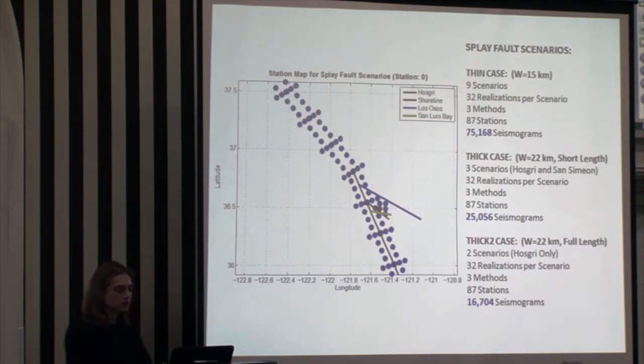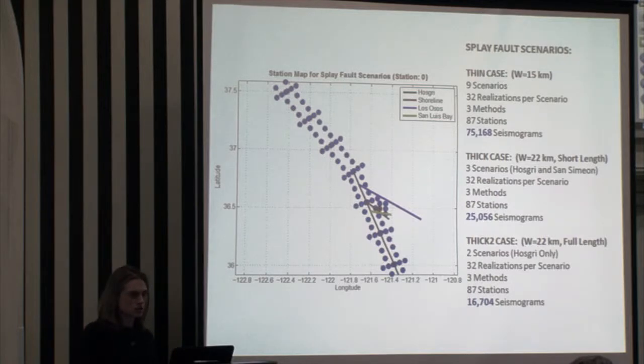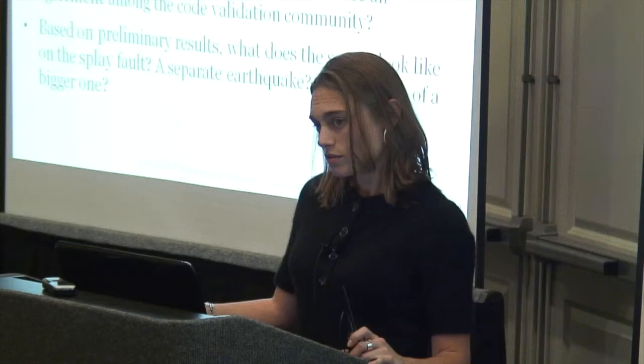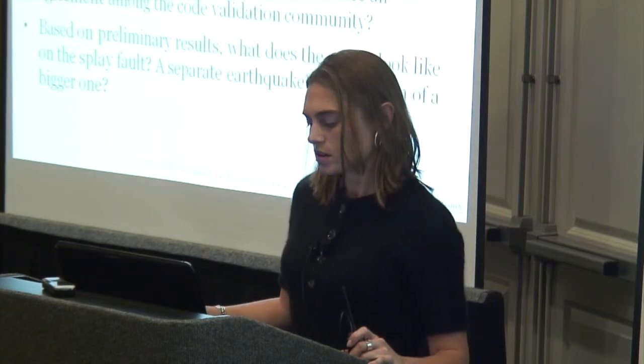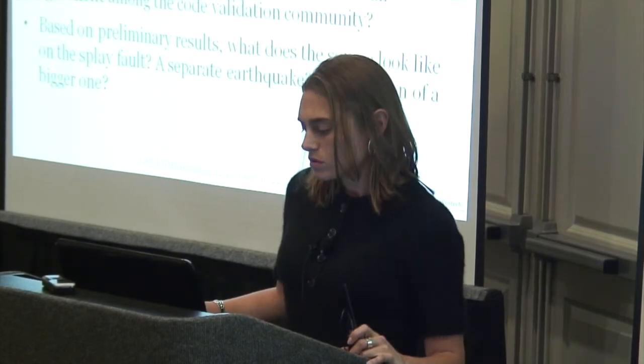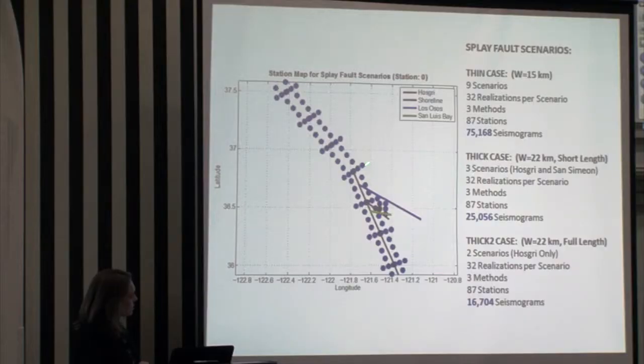Okay, this is a map to show the simulations that were run. The black line is the Hosgri fault, the red line is the shoreline faults, the green is San Luis Bay, and the magenta is Los Osos. What I'll be showing for the simulations is combining the Hosgri fault in the time domain with each one of the Splay faults to produce the response spectra. When we do this, we're using fixed hypocenter locations. The hypocenter on the Hosgri is at the northern end, and halfway down dip. So we have different scenarios that we ran.